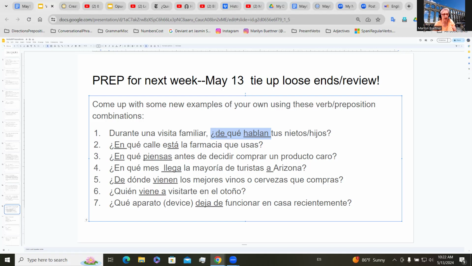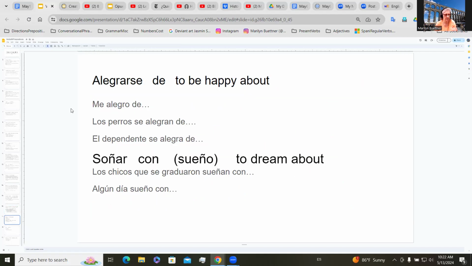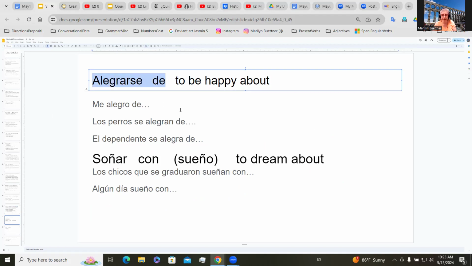And hablar often pairs up with de. What little prepositions often pair up? Okay, bien. Let's see if we can fill in some blanks with some ideas to create an idea. Here are some different verbs. These are not as common as estar and pensar, but they're verbs you may hear.